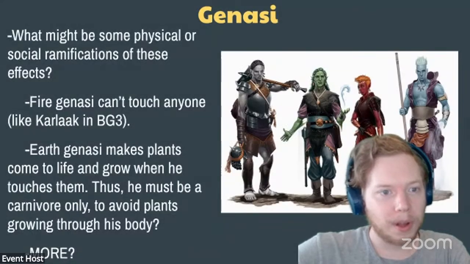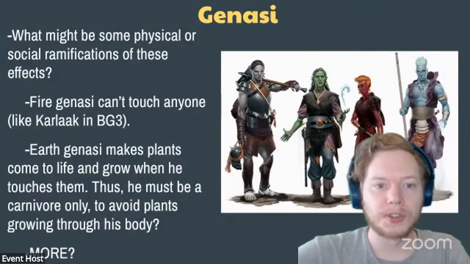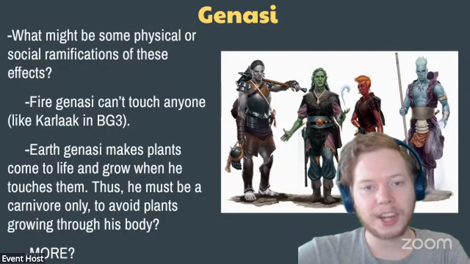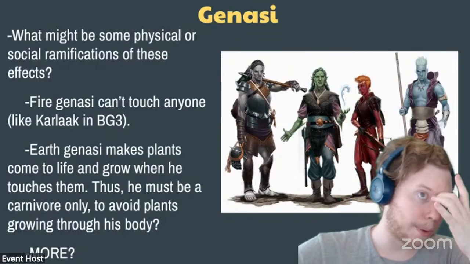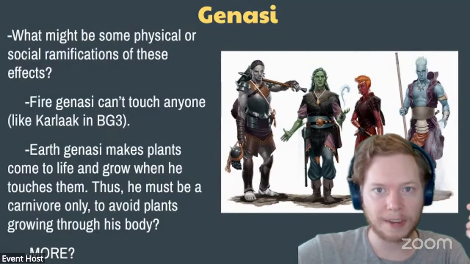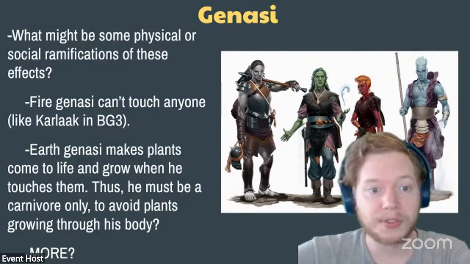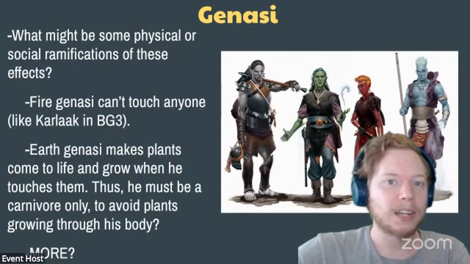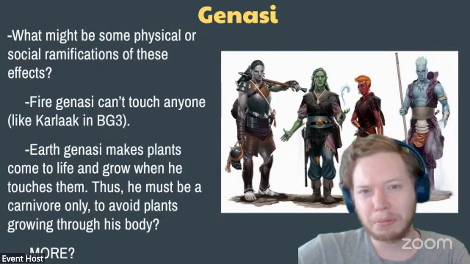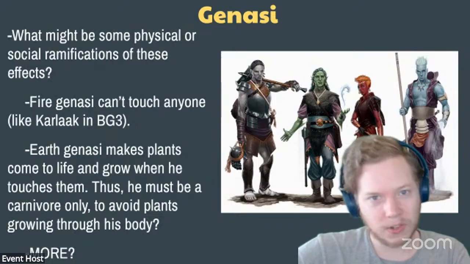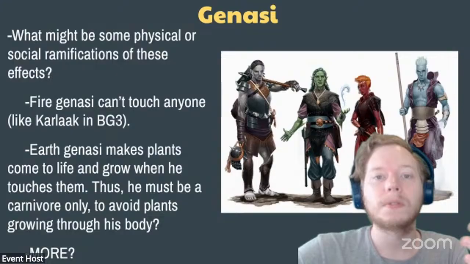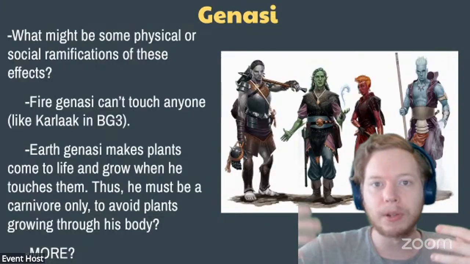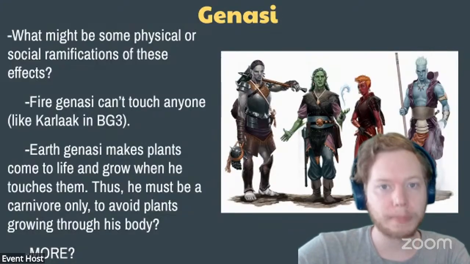So, what are some physical or social ramifications of these effects? I have a couple samples on the board. These are just off the top of my head. First of all, Karlach from Baldur's Gate 3 is not a genasi. I think she's a devil, actually, but this could be the same effect, right? You're so hot, you can't touch anyone because you would just burn or kill them. Or maybe you can only touch other fire based creatures. And as a result, you can't socially or romantically get close to anyone. And so you build certain walls and you become a much more guarded person, right?